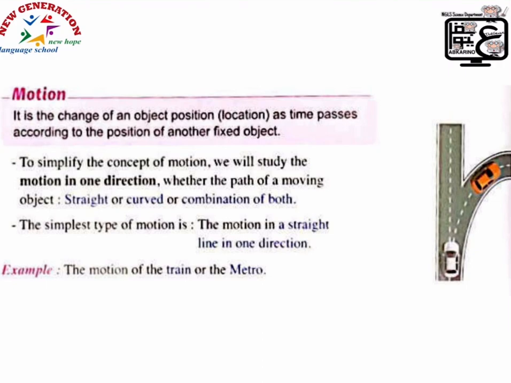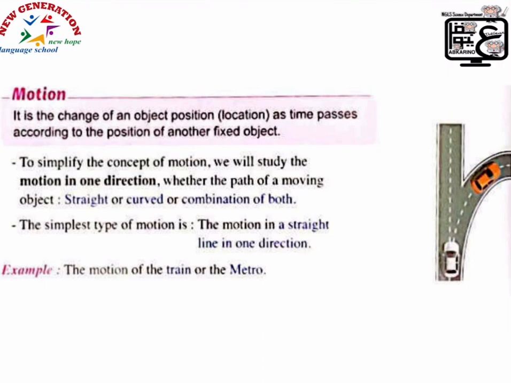Put in your account and in your consideration that motion is something you do all the time, or most of your time daily. The definition of motion in front of you here: it is a change of an object's position or location as time passes according to the position of another fixed object. It is a very important point. Please concentrate on "another fixed object".